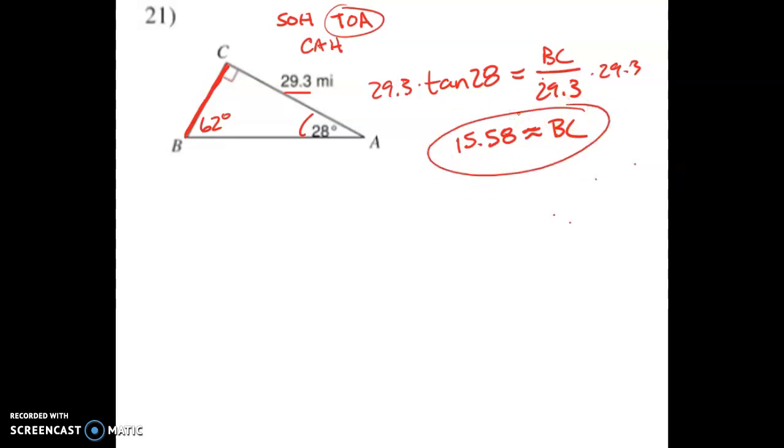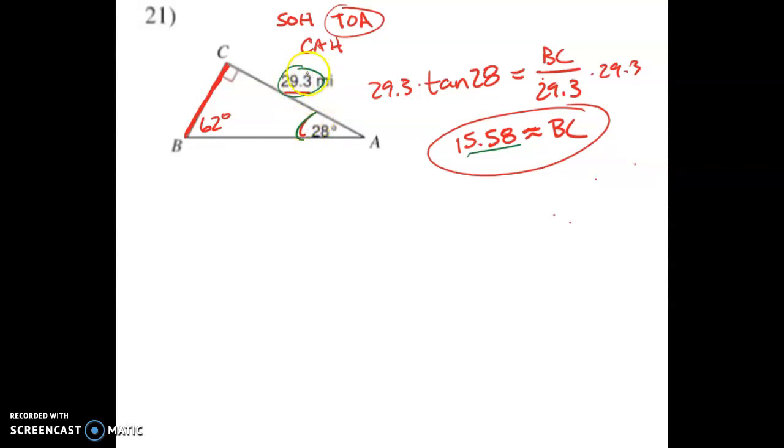I've got to go after AB now. So for AB, I can use either one of these as reference angles. But again, we want to use the exact side length. This is a rounded side length, so you don't want to use that. You can, it's just going to give you a little bit more inaccuracy in your answers. So we want to use the exact side length that we're given. Doesn't matter which reference angle, either the 62 or the 28. I'll use the 28 again.